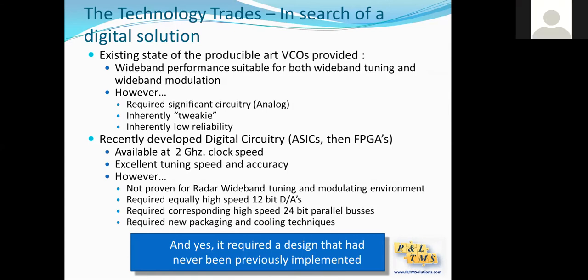However, if you ever dealt with analog circuitry, it was significant analog for the modulation, inherently tweaky, inherently low reliability in the analog designs. At that time, however, there was digital circuitry now being put in ASICs that had 2 gigahertz clock speed. I know this is not a big deal now, but I will tell you, in 1991, that was a very, very, very big deal. Now, if we could implement with that, we would get excellent tuning, speed, and accuracy. However, it's not proven in radar.